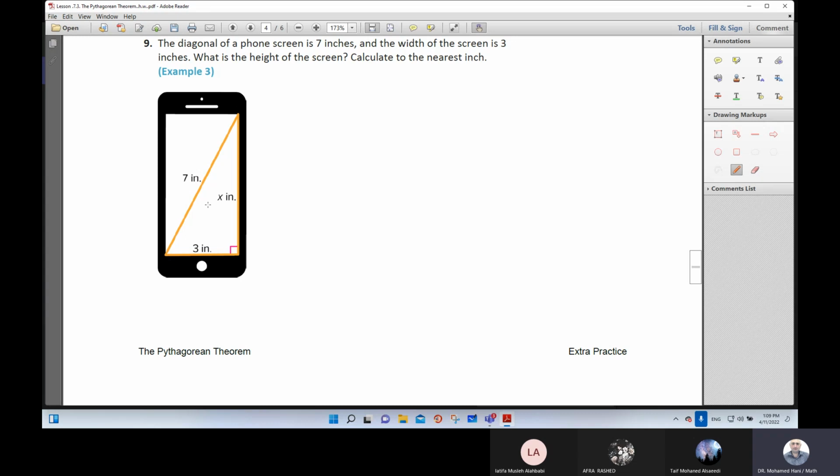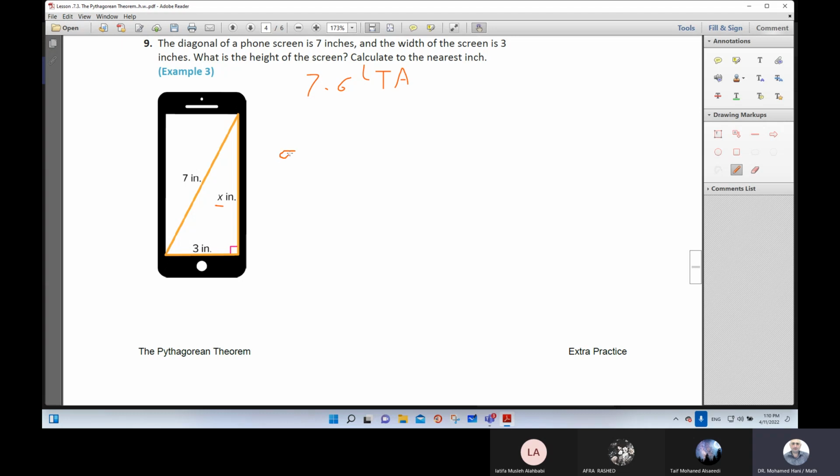Now try please here to find the value of x. Then tell me please what is your answer. Start please. 7.6. What is your name? Latifa. Thank you, Latifa. Who has a different answer? Mr. 7.6. Thank you. And Afra? Mr. The same answer. Okay, thank you, Afra.